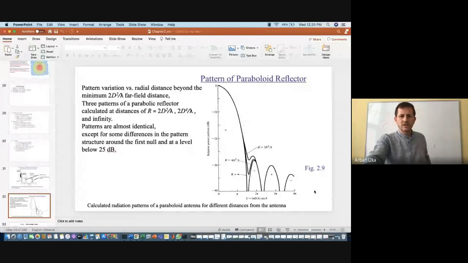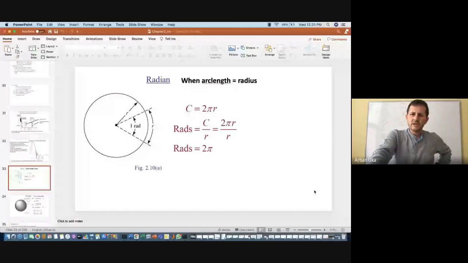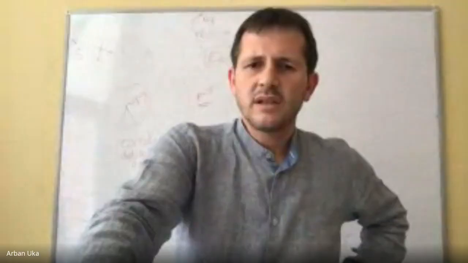This is just an element which reminds us of the solid angle. So the solid angle is this d omega, which is equal to r squared sin theta, d theta, d phi.